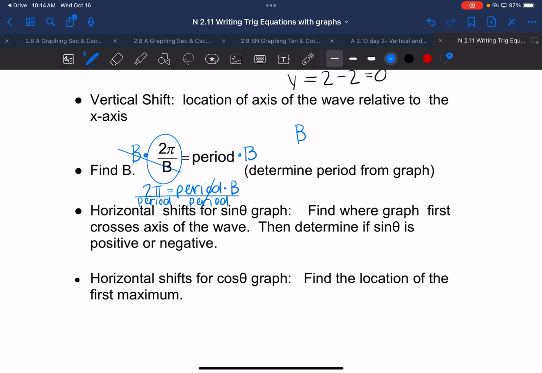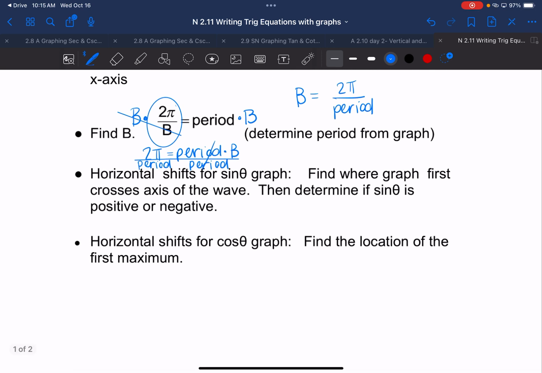So it turns out b is equal to 2 pi over the period. So depending on which one you're looking for, you take 2 pi and divide it by the one you know. So if you know the period, divide 2 pi by your period. If you know b, divide 2 pi by b, and it'll tell you the period. So same formula regardless of which one you're looking for, b or the period.